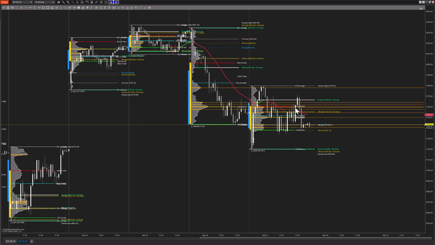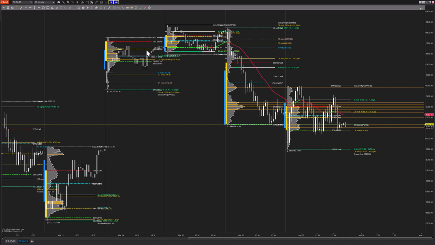We're probably going back up to the IB high, to the value area high, which in this case also happens to be the IB high. These are days where we stay in a range. You can almost see it, feel it coming, when there's no news. There's nothing to drive a trend.